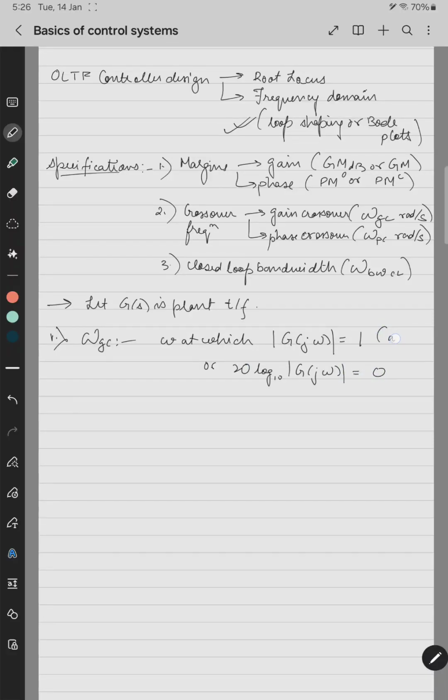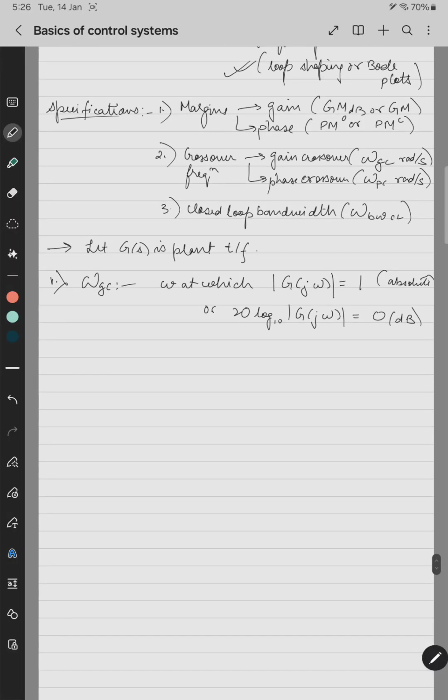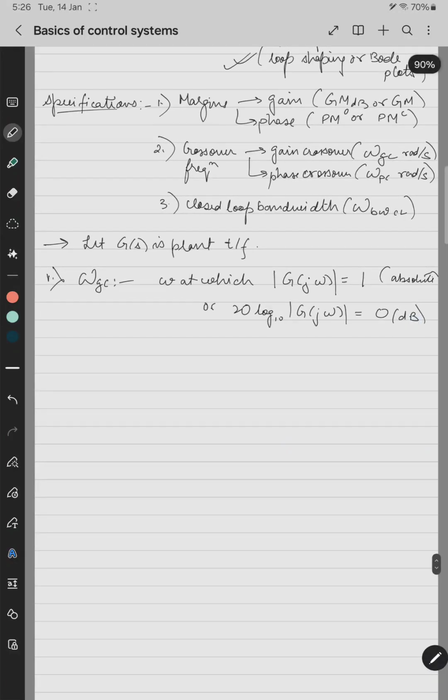The first is in absolute scale and the second is in decibel scale, 20 log base 10 of this. In Bode plots we use the semi-log scale for the gain plot instead of the absolute unit. So the gain crossover frequency is the frequency at which the gain plot crosses the 0 dB line, or 1 in absolute scale.